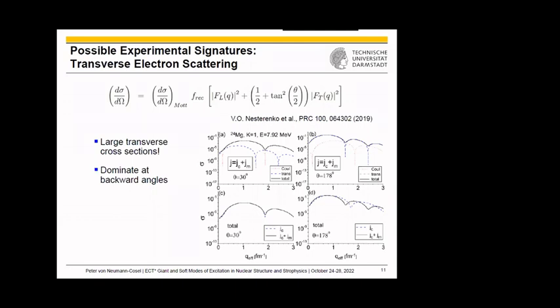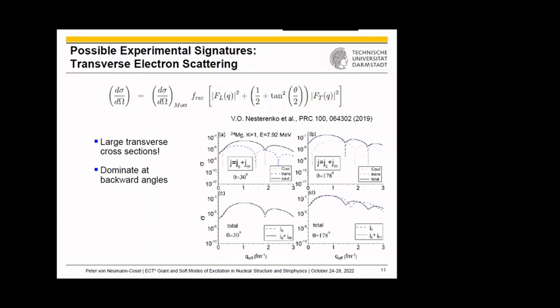I mean, this immediately makes some sense because, to identify this mode, you have to look at the current distributions, and transverse electron scattering is exactly what measures current distributions in nuclear excitations. So let me remind you about electron scattering, inclusive electron scattering. Your cross section is your Mott cross section times, for electric transitions, a longitudinal form factor and some transverse form factor with some kinematics in there. So the ratio depends on the kinematics.